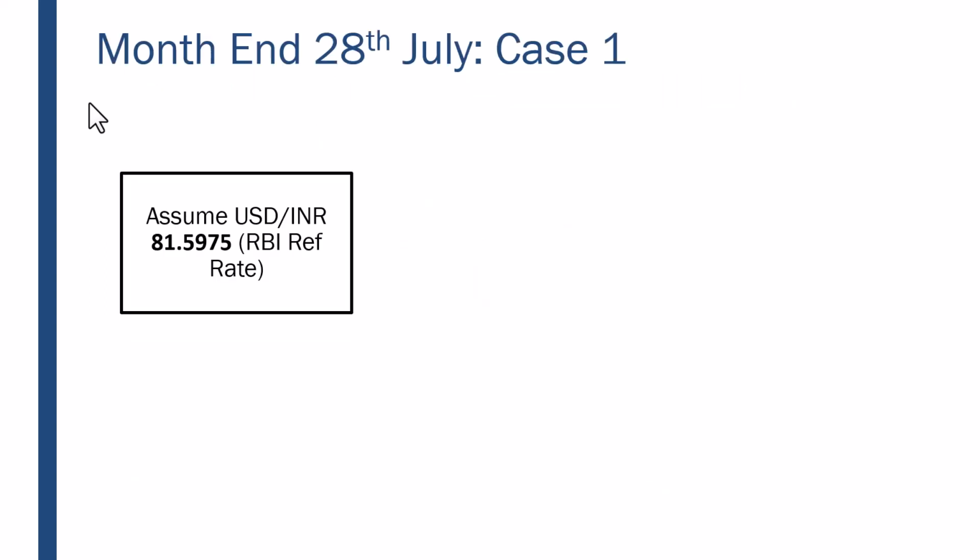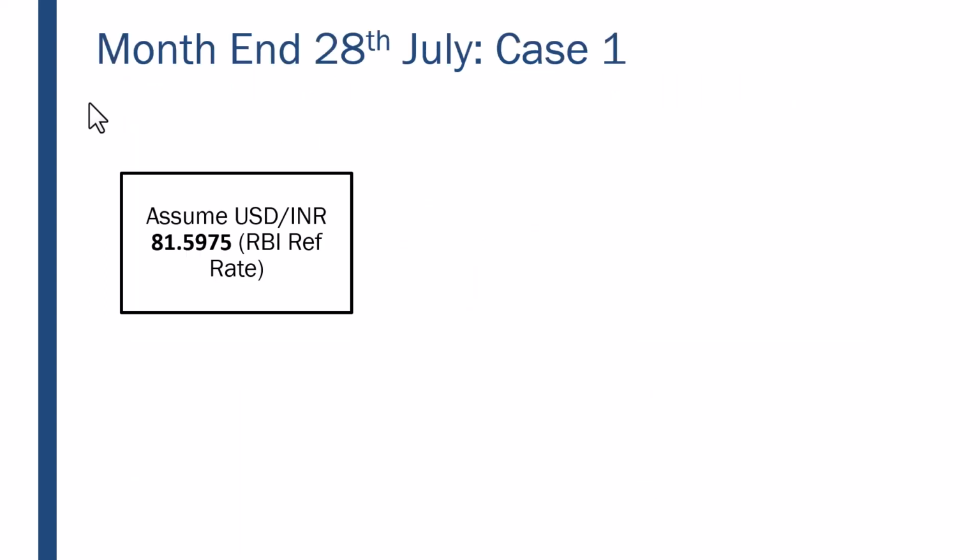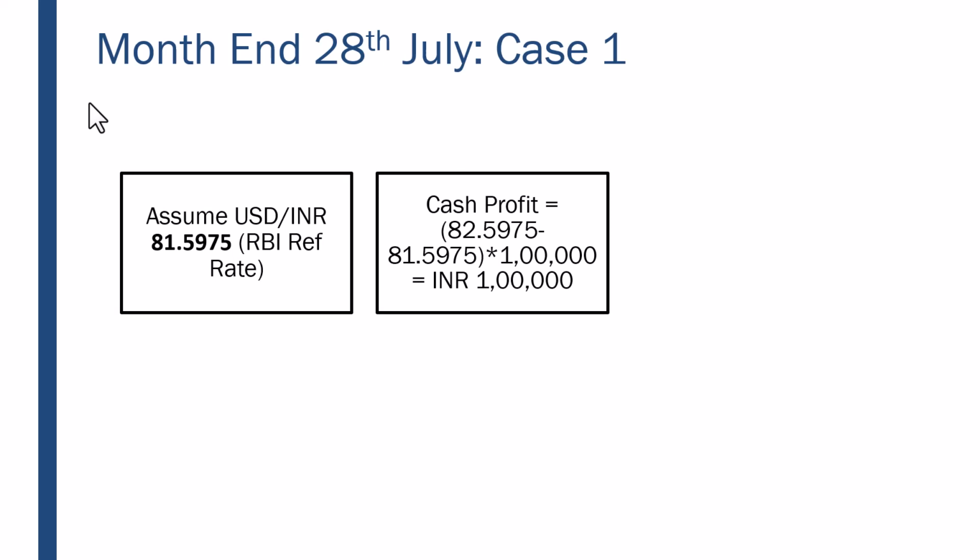And then in the first case, if the dollar goes down, since you have sold it at 82 point something and the price has come to 80.59, you are making a gain. Here, if the price comes down, you make a gain. In case of a buy transaction, you make a profit if the price goes up. Here, you sold it at 82.59, but on the expiry date it was worth only 81.59. You are making 1 lakh rupees of gain.